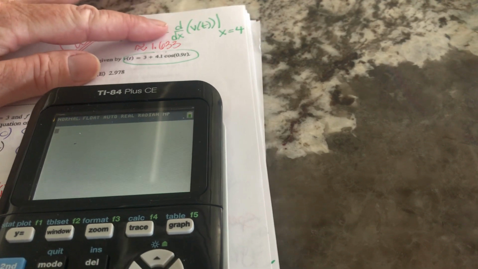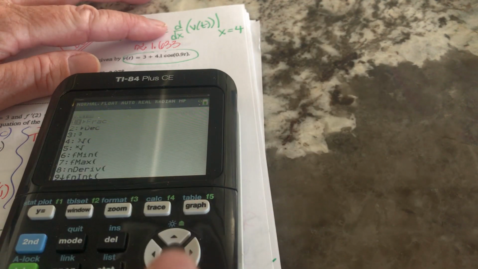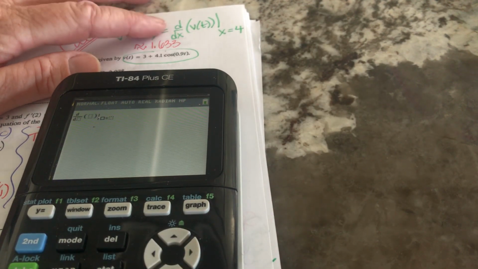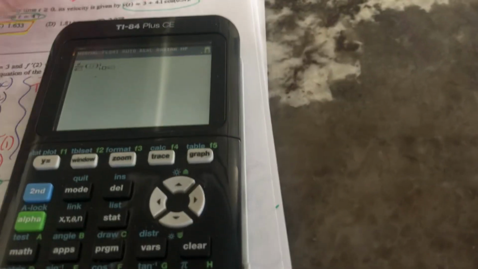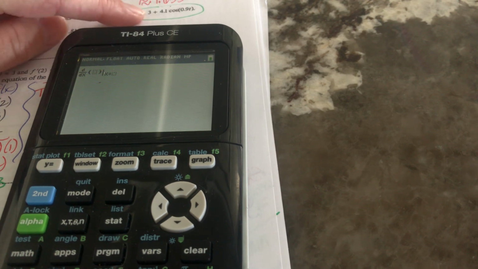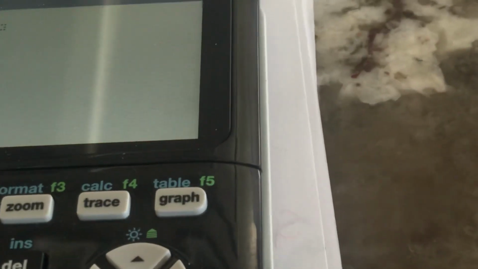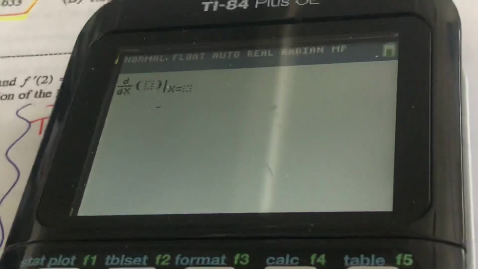So in my calculator, I'm on a clear screen, math 8, and that pulls up the d by dx. You can zoom in if you need to. So I need to put an x there, and then I need to put in this equation. How you put it in is super important. I'm going to zoom in here. Hopefully it works out right.